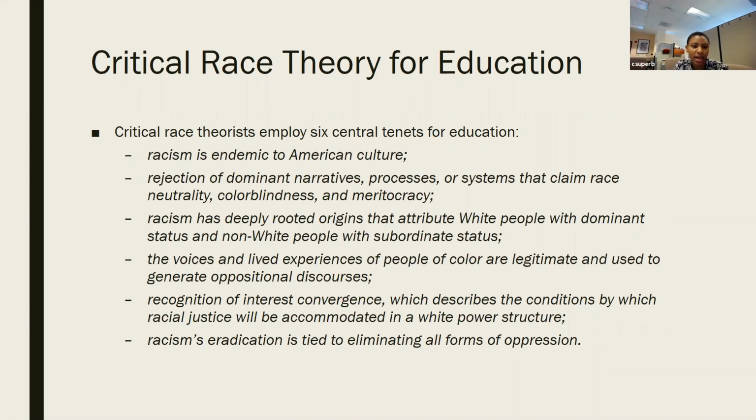We discussed that. And this one, next one is really important. In order to look at racism, we have to look at the voices and lived experience of people of color as legitimate to generate oppositional discourse. And this is really important in STEM because when we look at lived experiences, a lot of the times we're talking about qualitative research. And so sometimes qualitative research can be seen as anecdotal and that it's not valid.